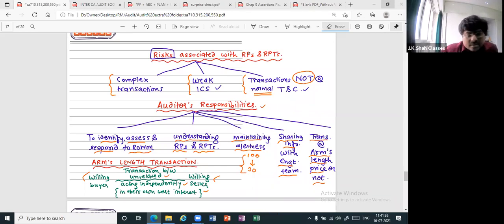Some people are writing related party transactions RPT as RTP, it seems. Yeah, yeah. RTP.